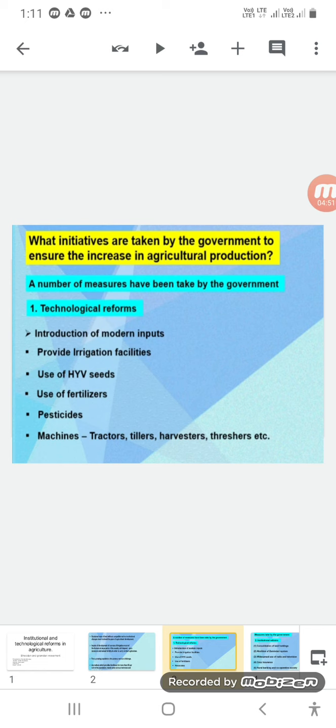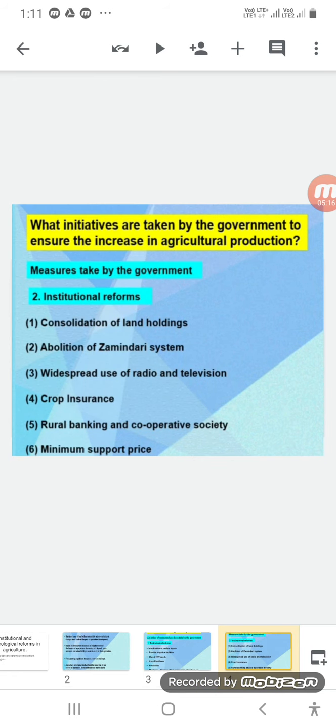Again, various machines were made, like tractors, tillers, harvesters, and threshers, for transporting the grains, for loosening the soil, for harvesting the crops, and for separating the grain from the husk, etc. These were the technological reforms. Now we have institutional reforms, various institutional reforms that were initiated by the government of India to increase agricultural production.